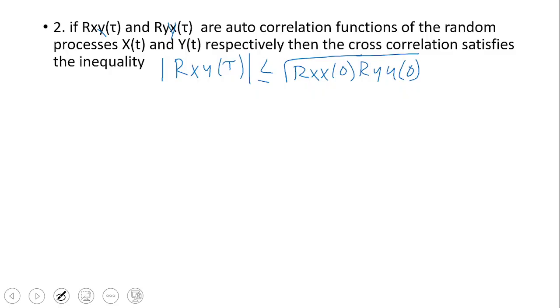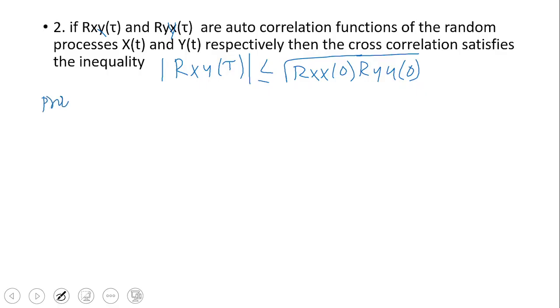Then the cross correlation, that is r x y of tau, satisfies the inequality: modulus of r x y of tau is less than or equal to the square root of r x x of 0 times r y y of 0. That is, r x x of 0 is the autocorrelation function of x at tau equal to 0, and r y y of 0 is the autocorrelation function of y of t at tau equal to 0.